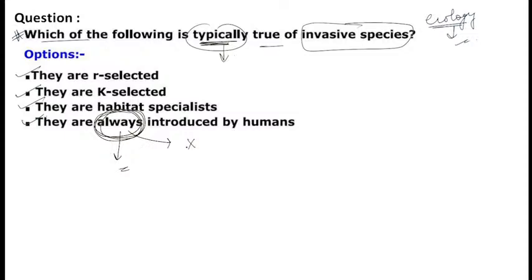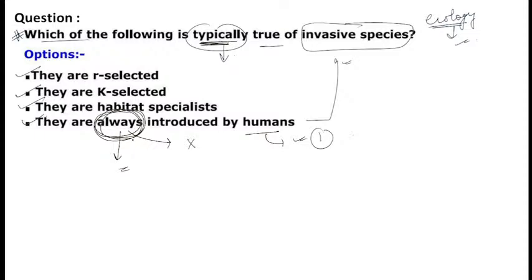It could be by some accident, it could be via some kind of natural calamity, it could be by any way, not just humans. Humans are one of the factors which could be the possibility behind invasive species, but always getting introduced by humans is not possible.